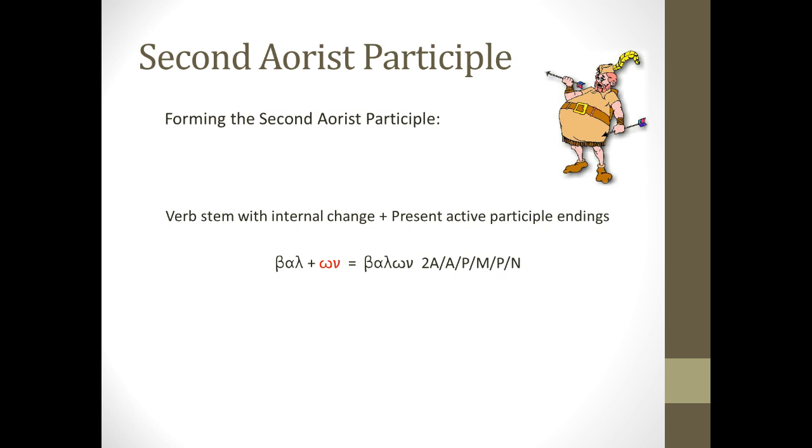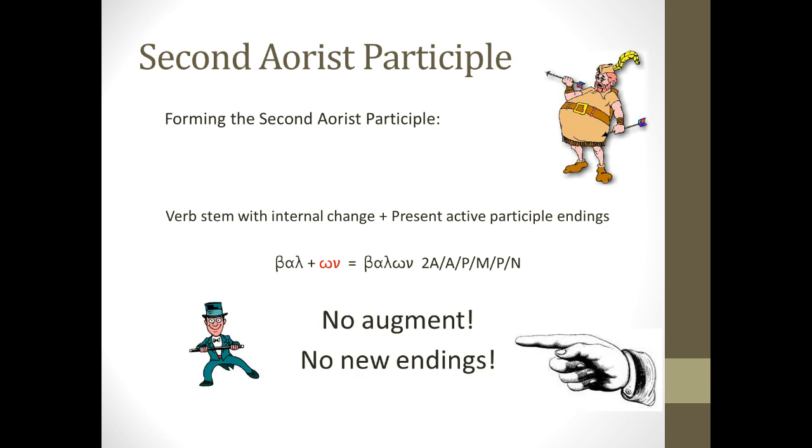You're going to use the very same endings that you already used when you learned the present tense endings. And so in this case, Balon will become a second aorist active participle, masculine singular nominative. Excuse me, I said plural; it should be singular nominative. The good news is there are no augments with the second aorist, just as there are none for the first aorist, and there are no new endings to learn. If you learned your present tense participle endings, then you already know them for the second aorist participles. All you need to do is take the second aorist verbs that you learned and plug them into that present tense paradigm.